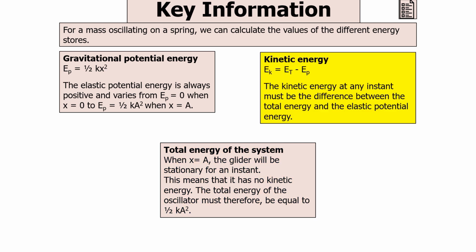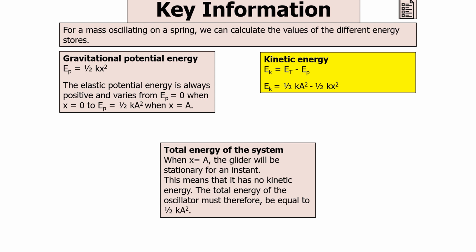Now the kinetic energy is equal to the total energy minus the potential energy, because the kinetic energy at any instant must be the difference between the total energy and the elastic potential energy. So we can say our total energy is a half k a squared, our potential energy is a half k x squared, so we can write that as a half k open brackets a squared minus x squared.